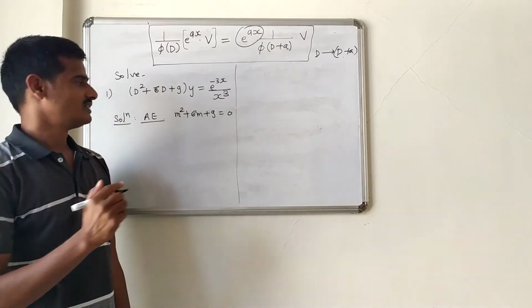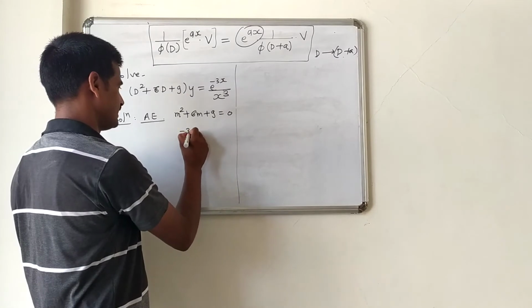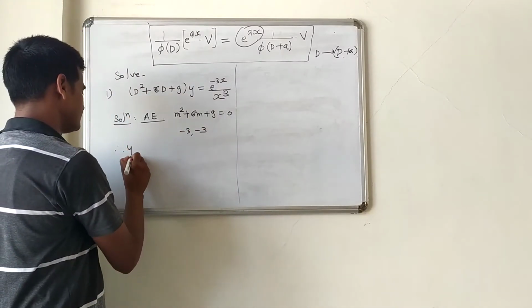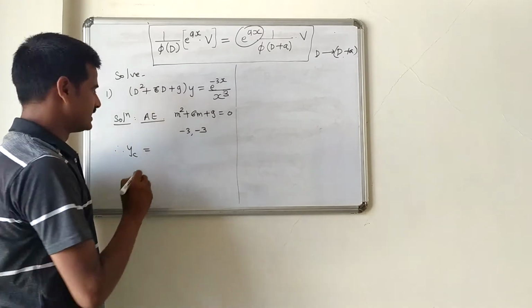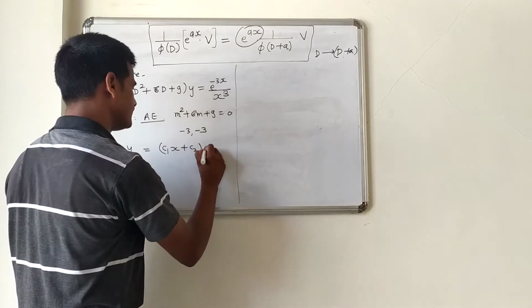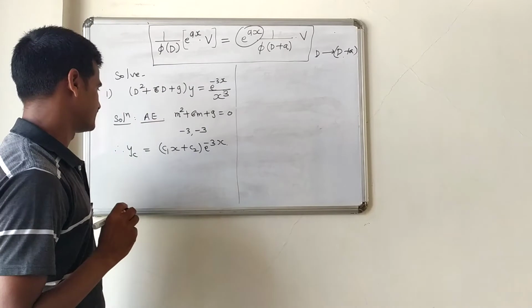Roots are, this is (m plus 3) whole square, so roots are minus 3, minus 3. So I write here roots are minus 3, minus 3. Therefore the complementary function y suffix c is equal to (c1 x plus c2) e to the power minus 3x. This is your complementary function.